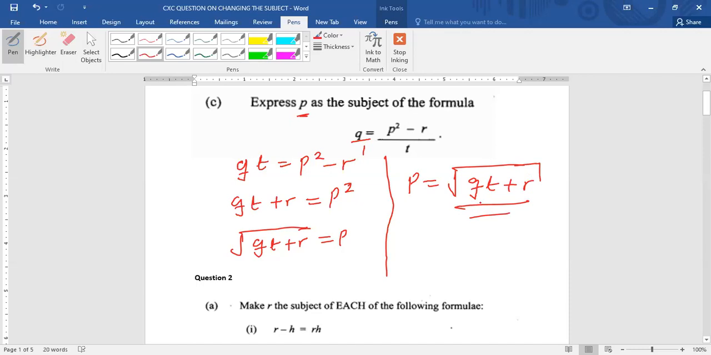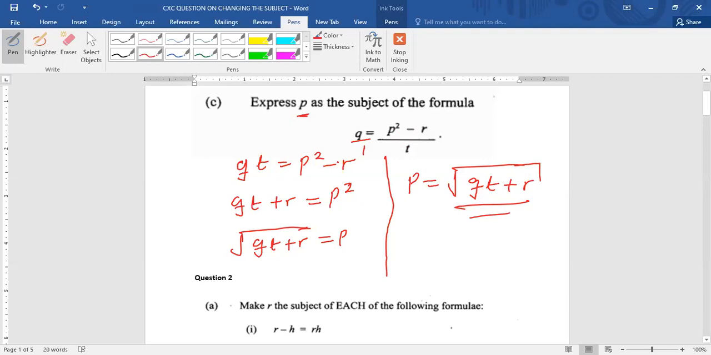So let's go through one more time. The first thing we do is what? We want to make P the subject. The first thing we have to do is get rid of the T. The T is dividing. The opposite of divide is multiply. So send the T to go and multiply. You get QT is equal to P squared minus R.